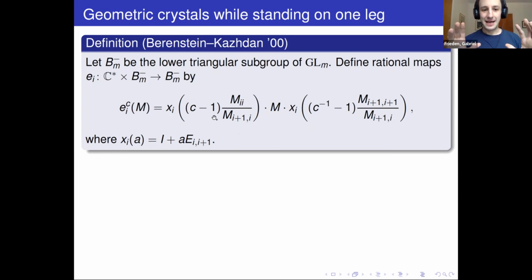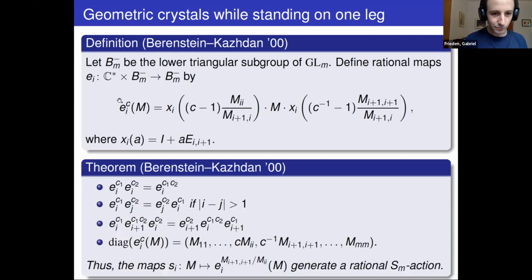And this turns out to be the sort of correct analog of the crystal operators in the geometric setting. And what that means is that these maps satisfy certain nice axioms. So one thing is that they actually define an action. It's not immediately clear that this is an action of the multiplicative group C star, but it is. It is immediately clear that these things commute with each other if I and J are far apart.